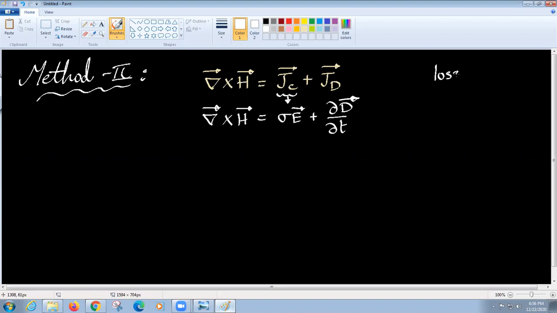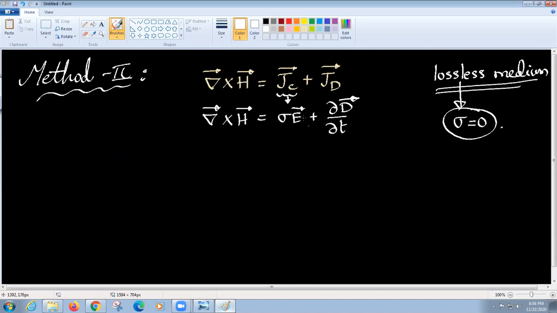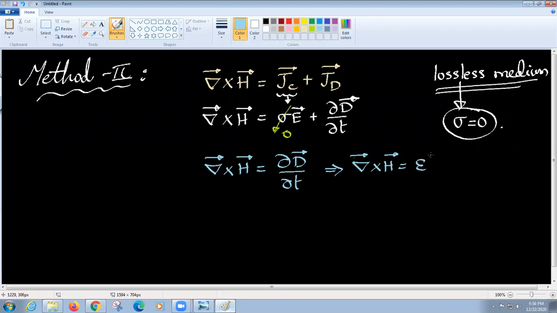So this part you know very well. It's given already that we are dealing with a lossless medium. So in the case of a lossless medium, in the ideal case, conductivity must be 0. So I can plug in sigma equal to 0. Now you have a source-free equation: curl of H is equal to dou D by dou t. Of course, you are working with a homogeneous medium. So I can write curl of H, because D is equal to epsilon E.